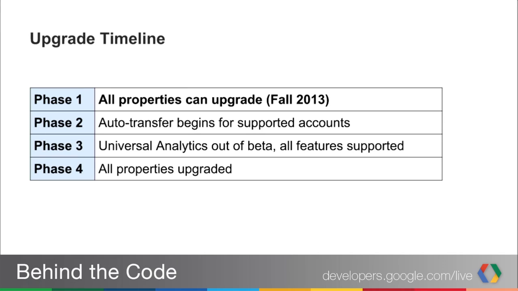And our final end goal, once we've reached 100% of properties transferred to Universal Analytics, is to then enter phase 4, where Universal Analytics becomes the default of Google Analytics. They become the same thing. At that point, we will actually announce the deprecation of the old tracking code, GAJS, as well as some of the custom variables. Got it, got it.